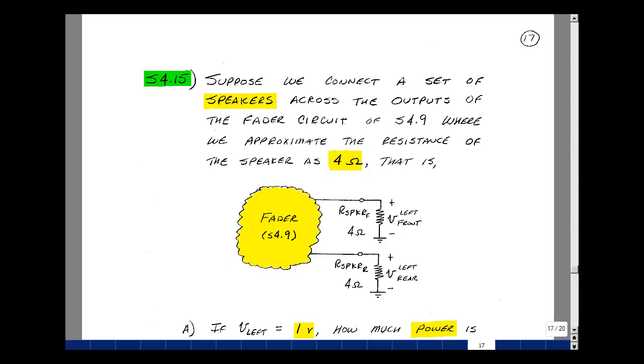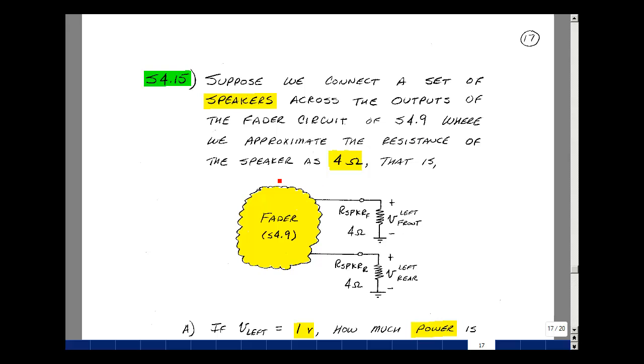This lesson deals with supplemental problem 4.15. You can find this problem in the ECE201 ebook in the Chapter 4 supplemental problems starting on page 17. Suppose that we connect a set of speakers across the outputs of the fader circuit of supplemental problem 4.9.